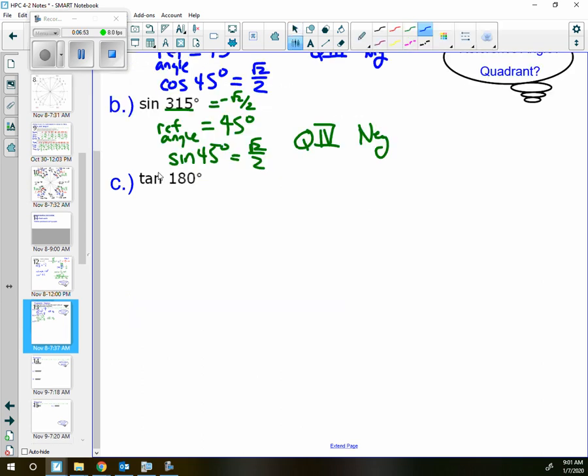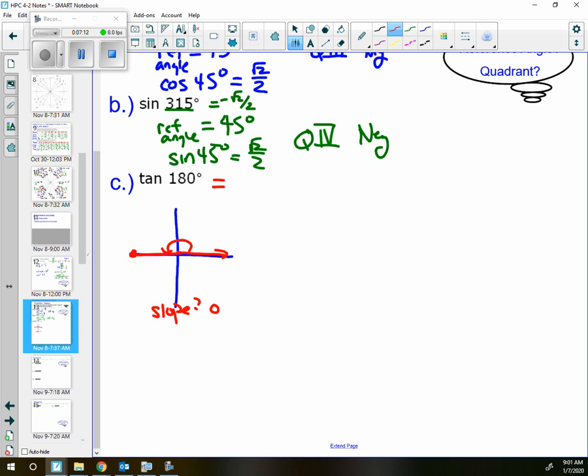All right, let's talk about tangent of 180. Let's think about where 180 is. So we know it's halfway around the circle. So 180 is here. If we think about those values, remember tangent we think of as a slope. If you just look at the picture, if you're at 180 degrees, that's a horizontal line. What's the slope of a horizontal line? Well, that should be 0.